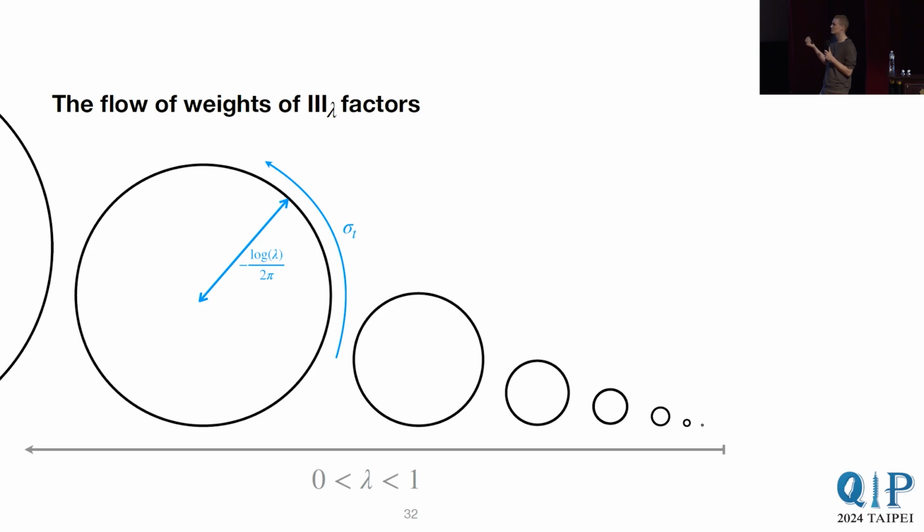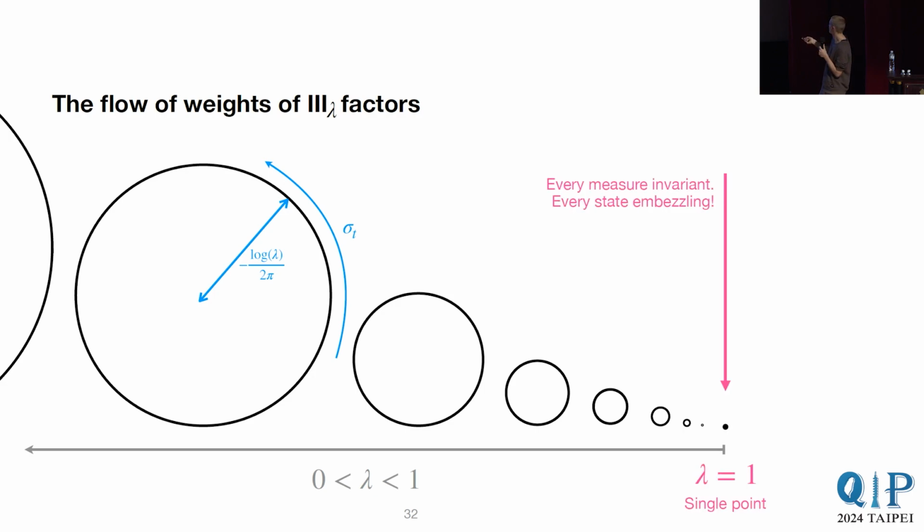So in the type 3 lambda case, where lambda is non-extremal, so not 0 or 1, it's just a circle with rotation. And the radius of that circle depends on lambda, and it blows up at lambda equal to 0, and it goes to 0 at lambda equal to 1. And actually, this picture is continuous in the sense that at lambda equal to 1, the flow of weights is a single point. And on a single point, there's only one probability measure, there's only one flow, and this probability measure is clearly invariant. So for every state omega on a type 3 one factor, I get an invariant spectral state. So these are the universally embezzling systems. These are the systems where every state is embezzling.